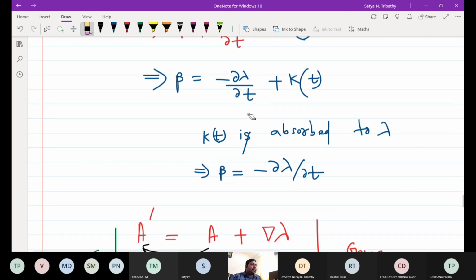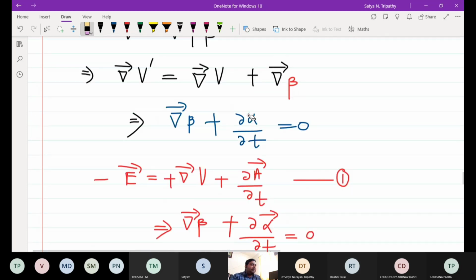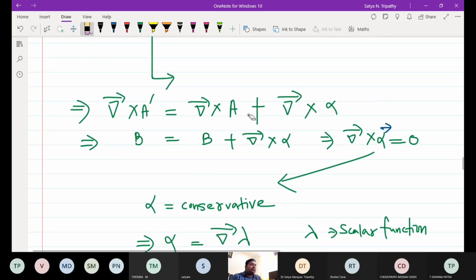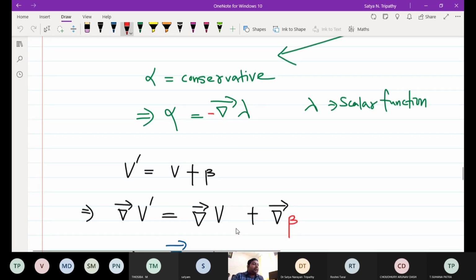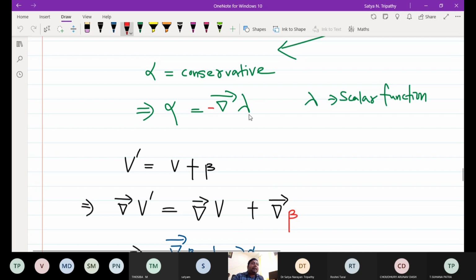Okay, now I'm going back to the step. So this is done. What I did: del cross alpha is equal to 0, so I converted alpha to the gradient of some scalar function. I can take negative or positive depending upon my choice; it is not a big issue, because it will be an arbitrary vector. This scalar lambda is an arbitrary scalar function, so I can change it. So alpha is equal to the gradient of lambda. Is it clear?